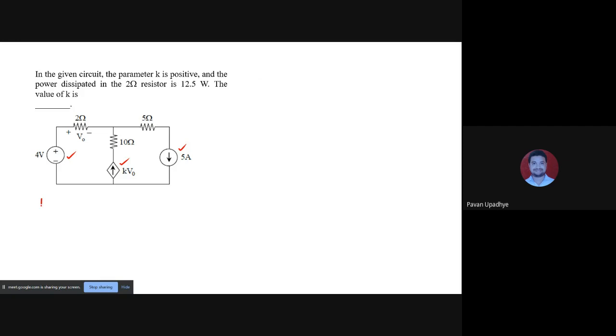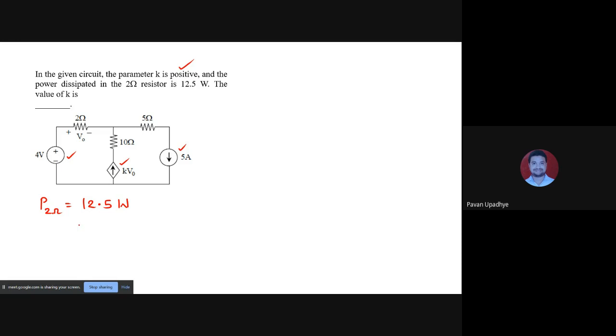Power is given over here, and as I said, it has the unit watt. So 12.5 watt is given. So this is a numerical based on the power-resistance relationship along with Kirchhoff laws, because the meshes can be seen. The value of K is, so we have to find out the value of K over here, and they have mentioned that K is positive. So what can be done is, firstly focus on what is given and what can be found out.